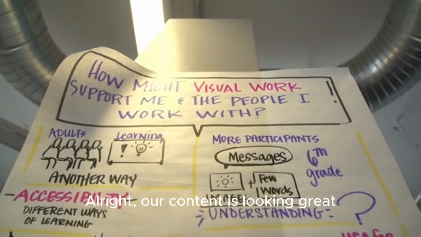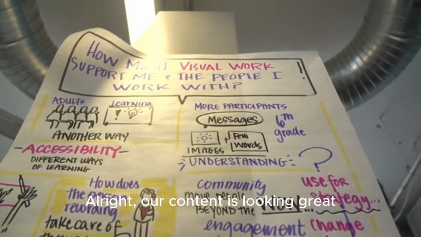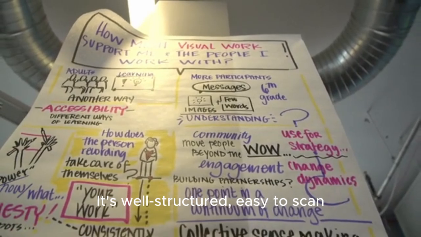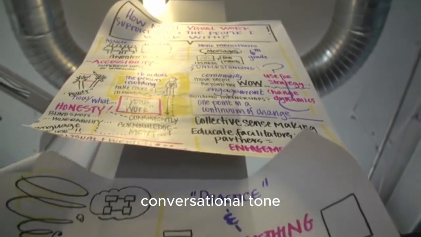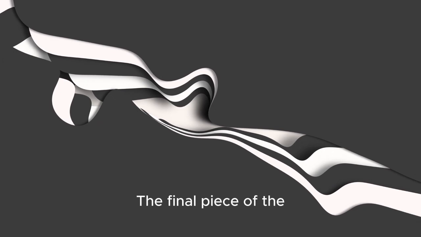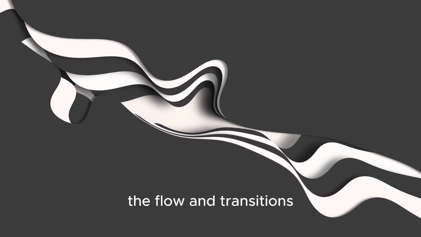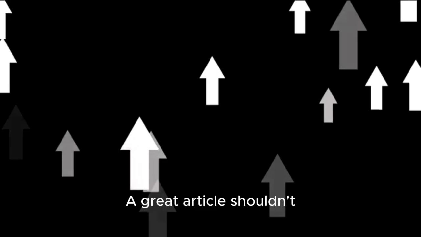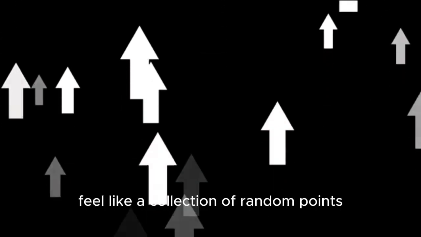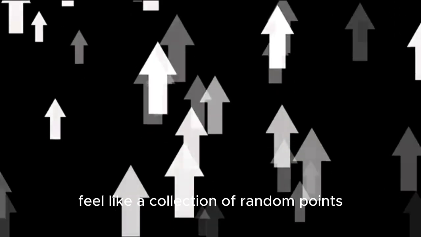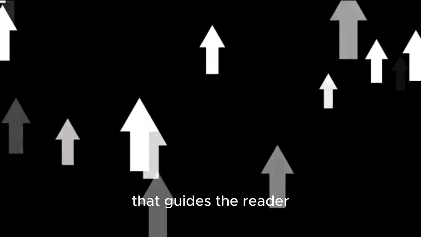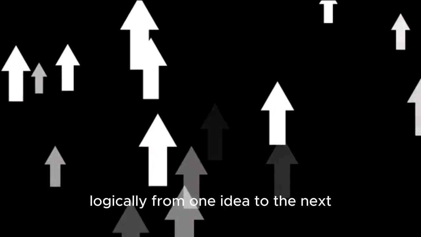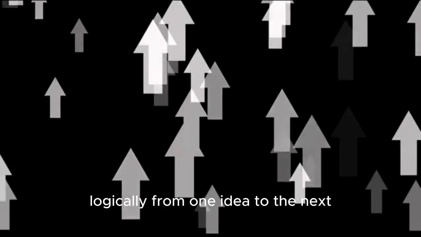All right. Our content is looking great. It's well structured, easy to scan, and written in a clear, conversational tone. The final piece of the puzzle is to improve the flow and transitions. A great article shouldn't feel like a collection of random points. It should feel like a cohesive journey that guides the reader logically from one idea to the next.